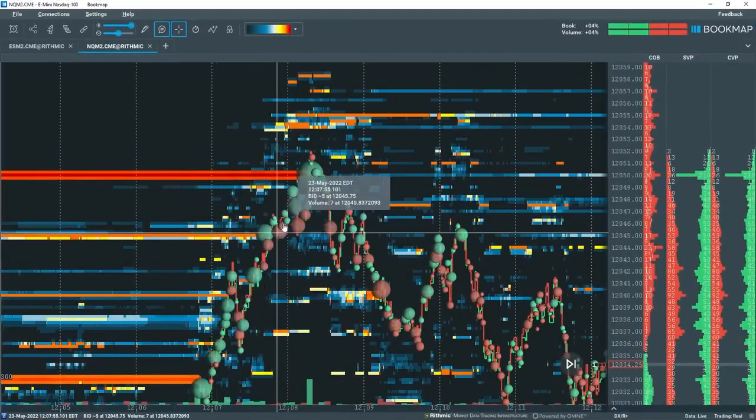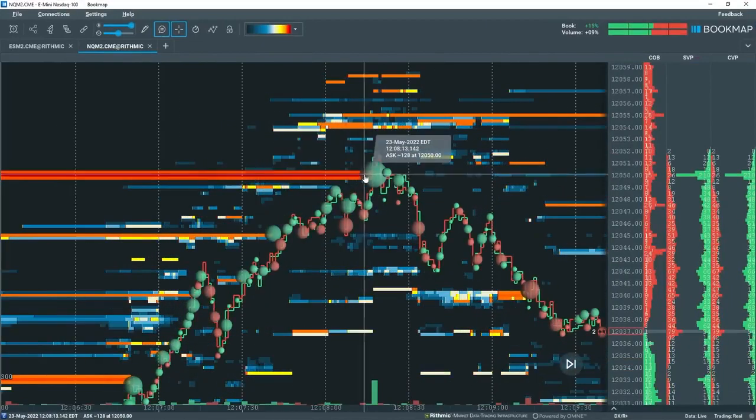So the market came up into the supply zone, a very large passive seller. This is on NASDAQ.